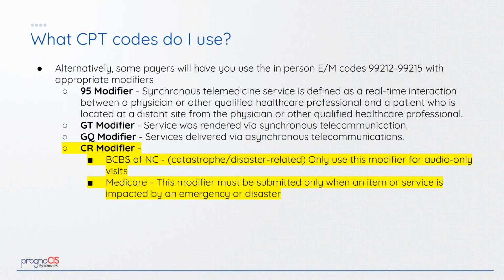If you're using your E&M codes 99212 to 99215, there are modifiers that some payers are going to require that you use. There is an addition of a modifier CR that's been introduced. For example, Blue Cross Blue Shield of North Carolina is requiring that you put modifier CR because we are in an emergency or a catastrophe situation right now. Medicare's definition of this code is slightly different from Blue Cross Blue Shield of North Carolina. Blue Cross Blue Shield of North Carolina is using this code specifically for audio only, meaning there's no video. And Medicare uses it just to define an emergency or disaster situation.